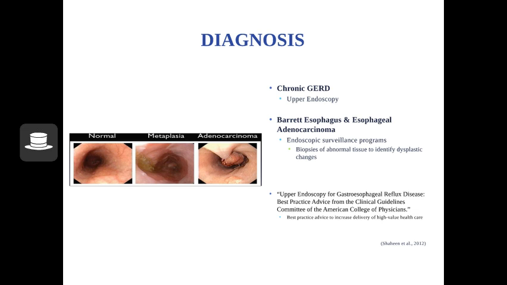Once a diagnosis of Barrett esophagus is established, many clinicians recommend endoscopic surveillance programs and biopsies of abnormal tissue to identify dysplastic changes. In an article by Shaheen et al., best practice advice from the Clinical Guidelines Committee of the American College of Physicians is discussed thoroughly. This advice includes upper endoscopy indicated in men and women with heartburn and alarm symptoms, which include dysphagia, bleeding, anemia, weight loss, and recurrent vomiting.